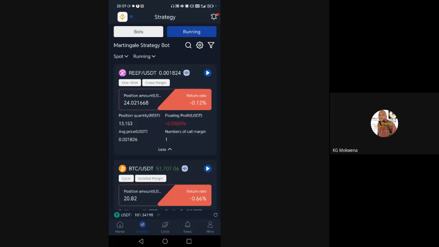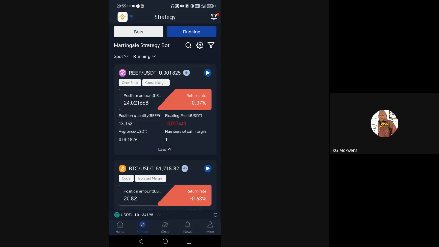Now, if you take $24 multiplied by minus 0.12%, you'll see that the negative profit is going to be minus 0.030596, or let's say 3 cents. That's what is happening there. And the robot will never close this position while the negative rate is still there. It will wait for the positive to happen. It will never close your position in a loss.